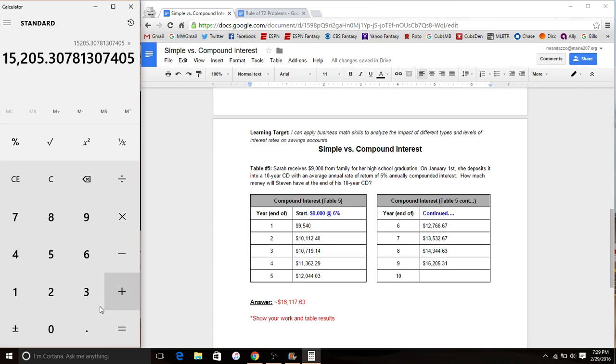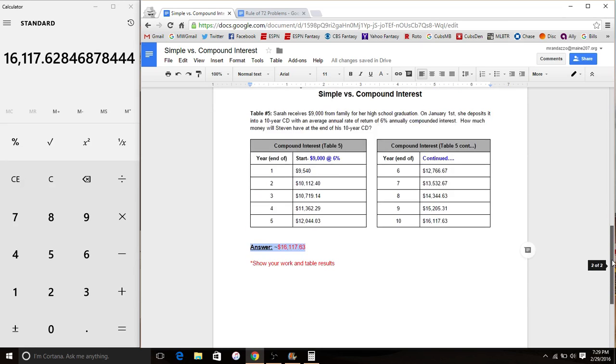We're going to multiply that by 0.06. We're going to add that to the 15,205.31, and our total is, ding, ding, ding, ding, ding, perfect, $16,117.63. Wow, fun. I hope you guys understood that.